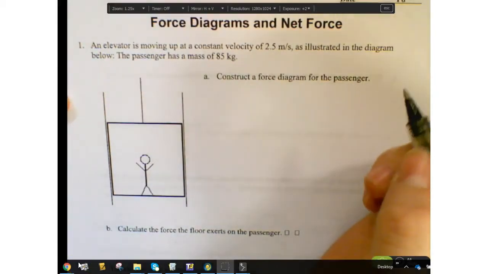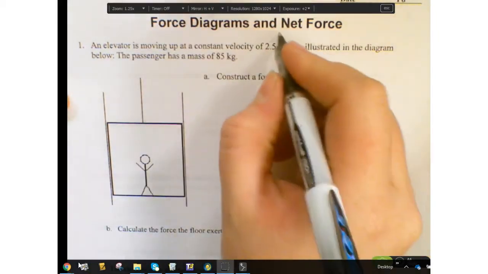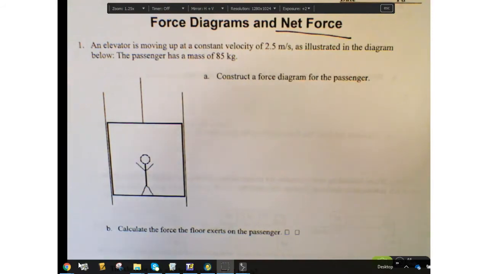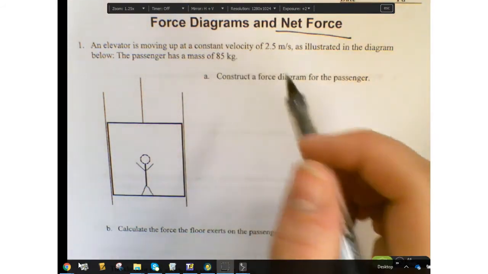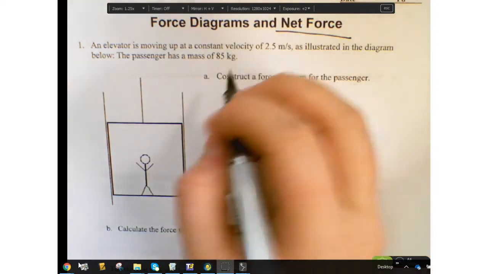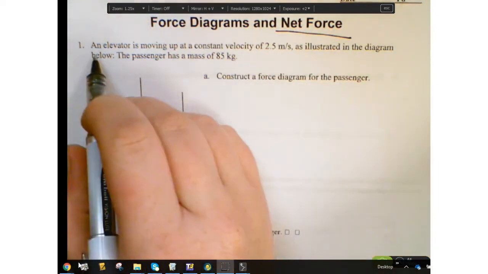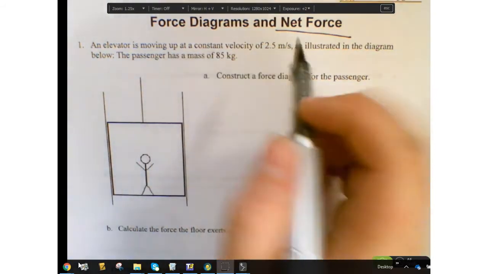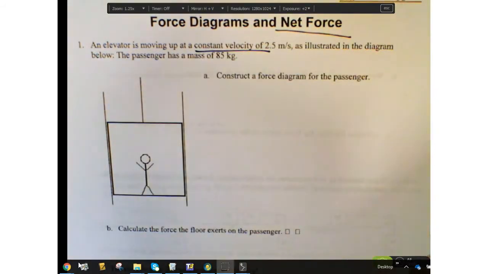Hey guys, so for this video we're going to be looking at force diagrams and unbalanced forces, or net forces. I'm looking at the particle model, net force particle model worksheet 1 and worksheet 2. So let's get started.